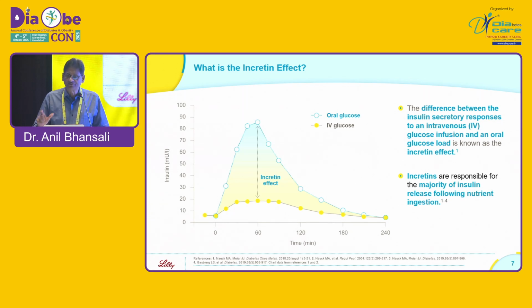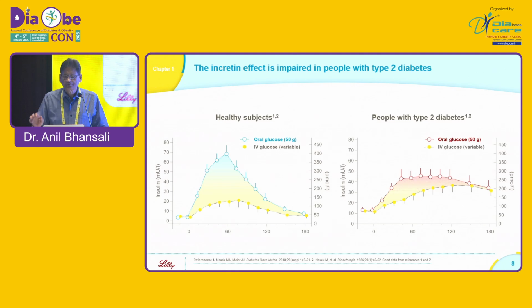So this incretin effect, or the insulin level difference between the two, is called the incretin effect, and the majority of insulin release following nutrients is contributed by the incretins. In a fasting state there is no incretin effect, while in a postprandial state you have a rise in insulin predominantly by the incretins. We will discuss what is the contribution of both GLP-1 and GIP in causing the incretin effect.